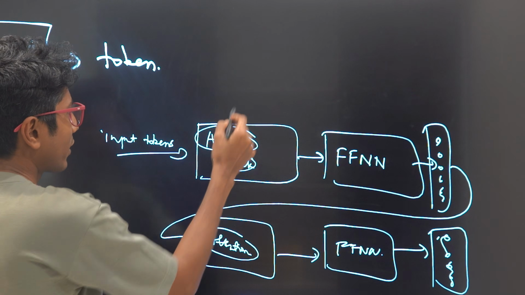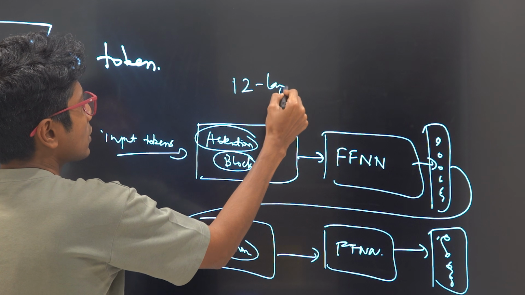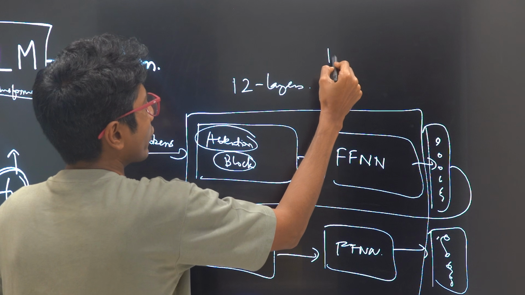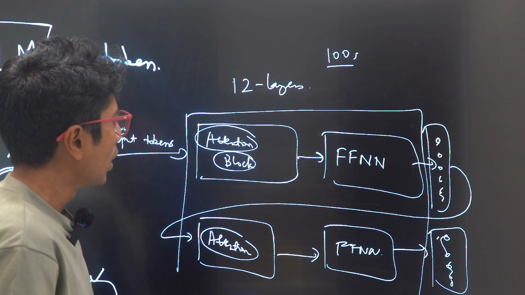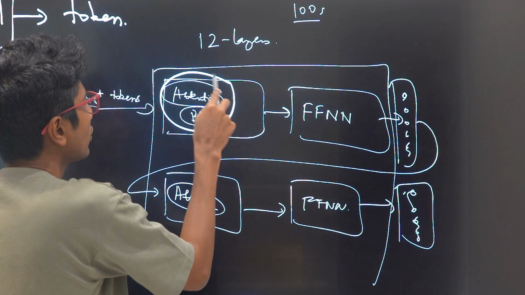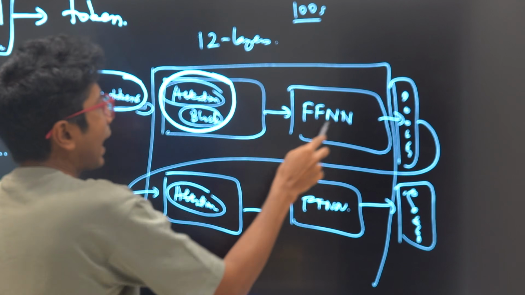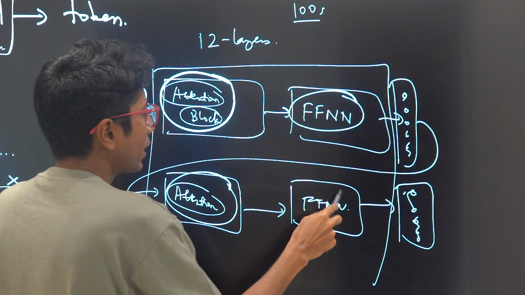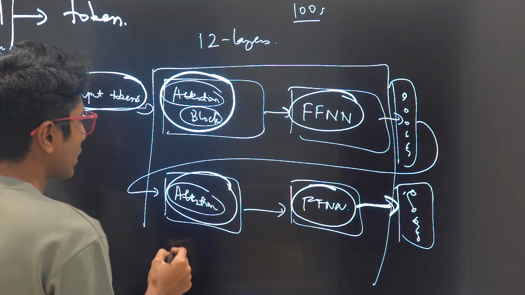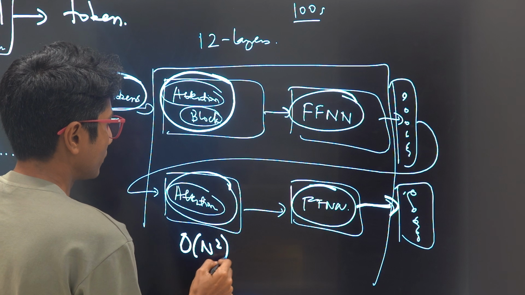So you have these stacked. Sometimes they are stacked to 12 layers, sometimes more. I think recent GPT architectures are in hundreds. The main idea behind this is you're getting all of the meaning from your input tokens and then manipulating them again and again to finally predict what the next word should be. This attention block is order n square.